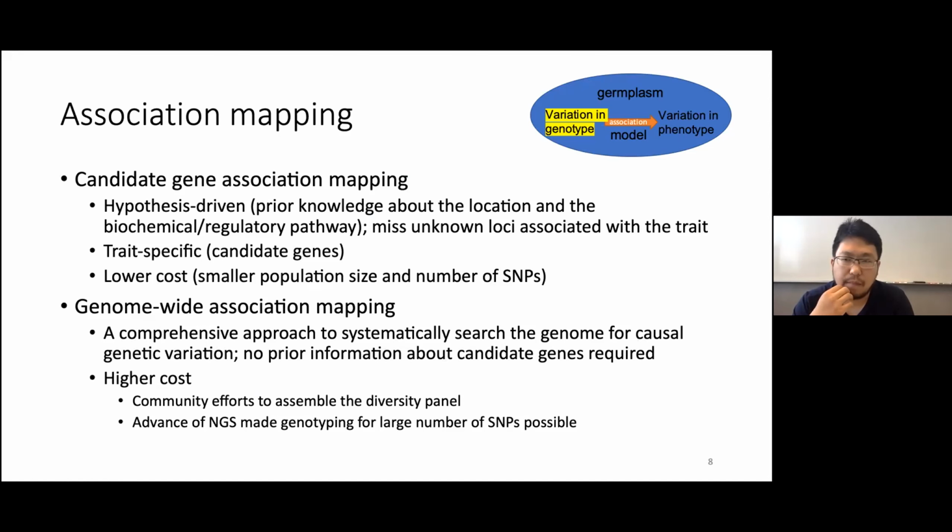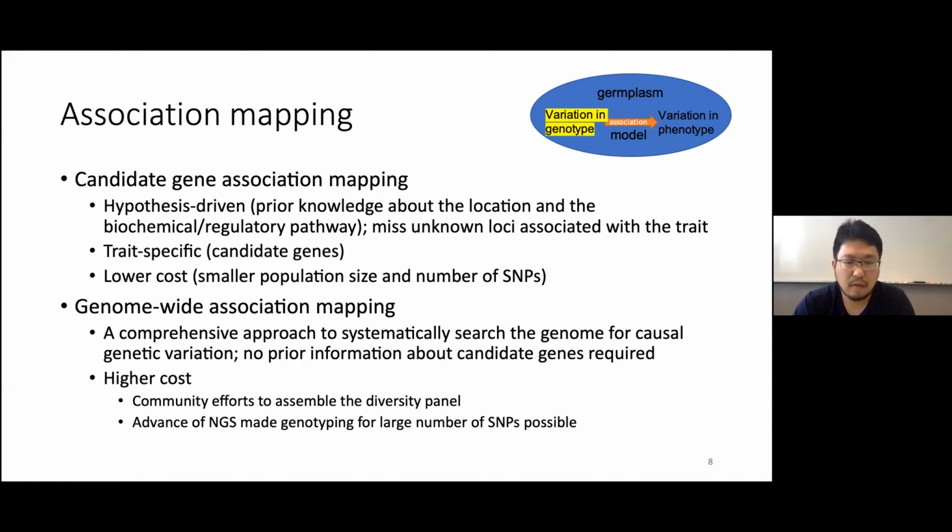For example, if you are studying a trait and you believe that a set of candidate genes is involved in the control of the trait, then you can just genotype markers that are around these candidate genes and do association and find out which of them is associated with the trait you're interested in. By doing this, you will miss the unknown loci associated with the traits because you're not investigating the whole genome. Also, this method is highly trait specific. If you change the trait you're studying, then you need a new set of candidate genes.